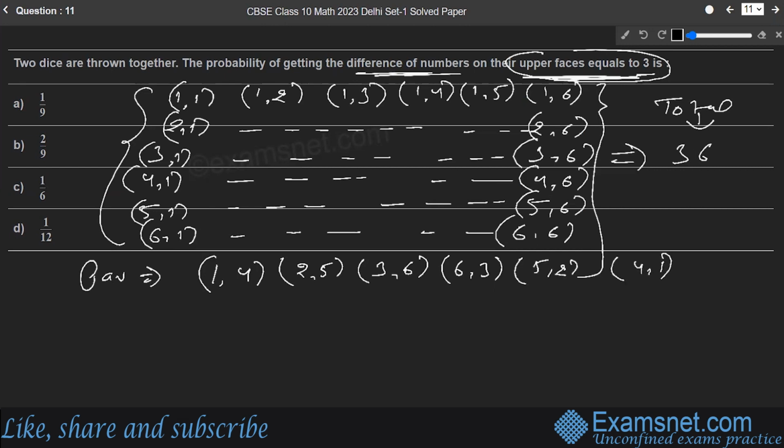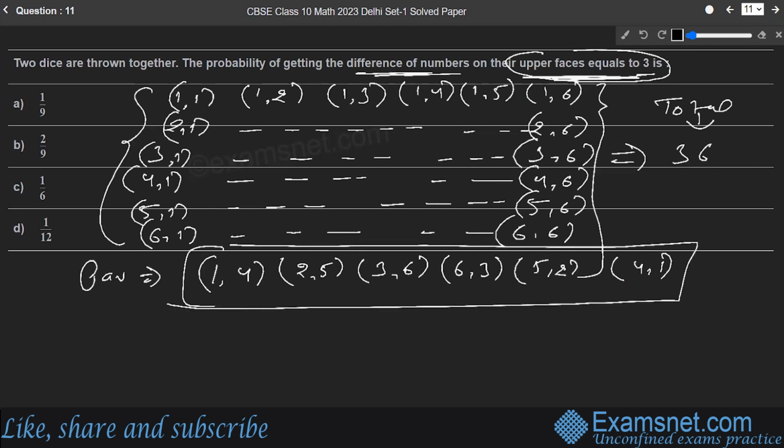So these are the cases available which will give you the difference of the two numbers as 3. How many are they? 1, 2, 3, 4, 5, 6. They are 6 in number. So these 6 become the favorable cases. The favorable cases are 6. The total cases are 36.